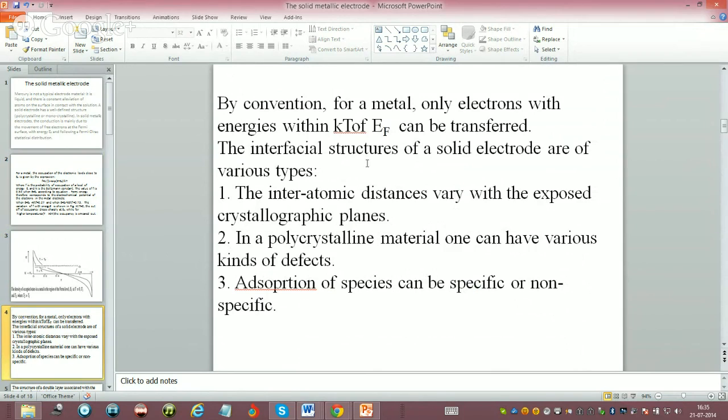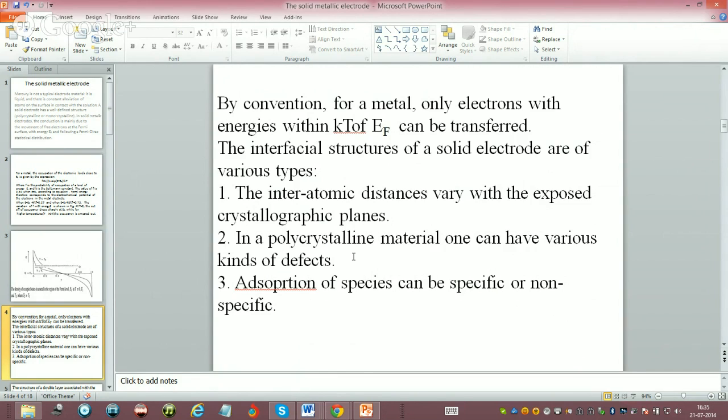The interfacial structures of a solid electrode are of various types. The interatomic distances vary with the exposed crystallographic planes. Therefore the transfer is also a function of the planes, even though we conventionally look at it as simply a metallic electrode, but it is not so.